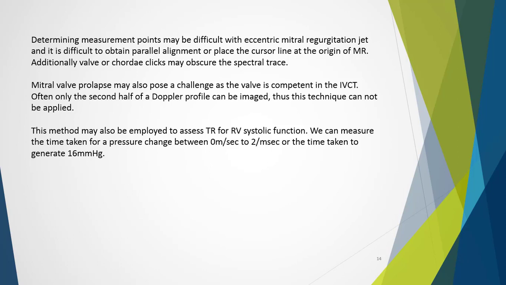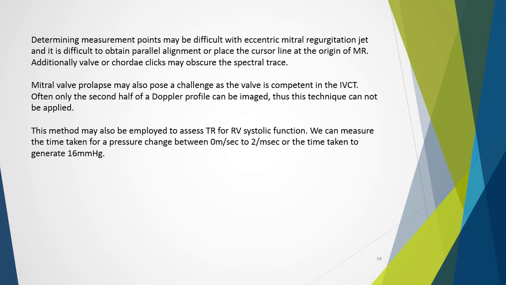An inadequate MR signal may lead to an underestimation of the dP/dt value or an overestimation of LV systolic function. This is typically apparent when there is an eccentric mitral regurgitation jet, where it is difficult to obtain parallel alignment or place the cursor line at the origin of mitral regurgitation. Valve or chordal clicks may also make determining the measurement points difficult.